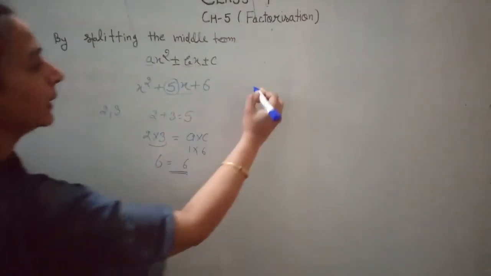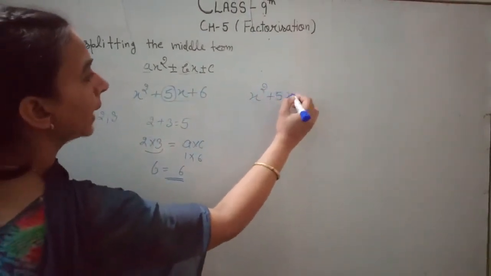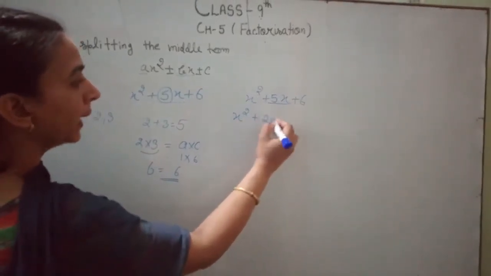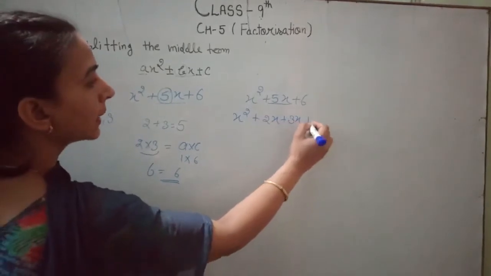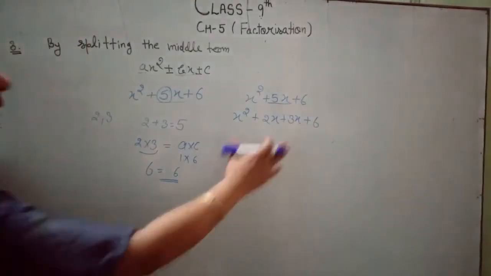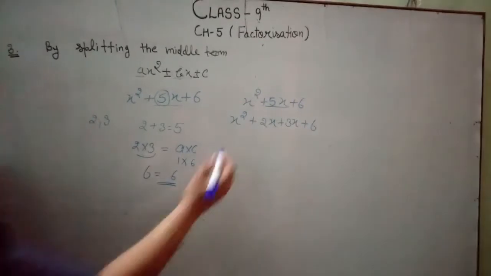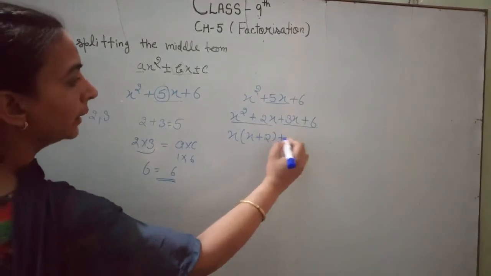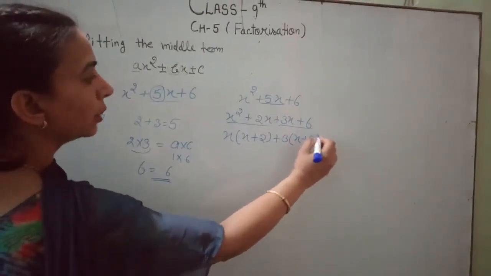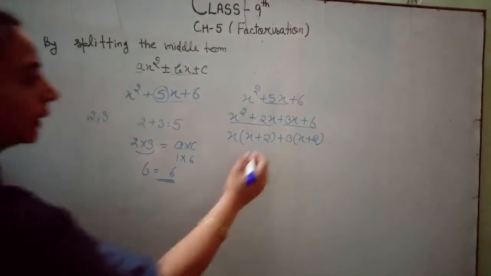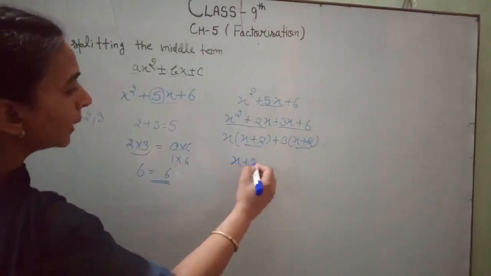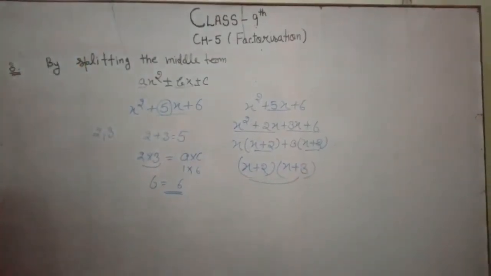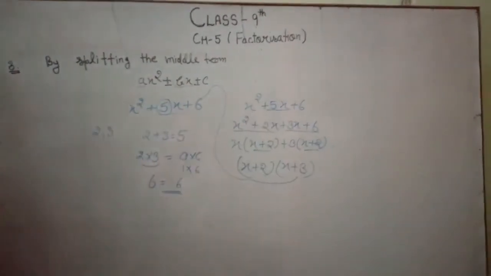Then we can write this x square plus 5x plus 6. We can write this x square, and in place of 5x, we write 2x plus 3x plus 6. There are total 4 terms. Then by grouping first 2 and last 2, x is common, then x plus 2; again 3 is common, then x plus 2. Again by taking out the common factor, x plus 2 is common, then there is only x plus 3. Then x plus 2 and x plus 3 are the factors of the given expression.